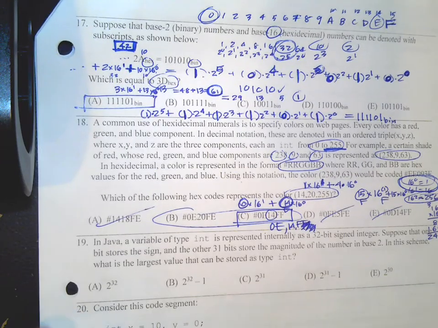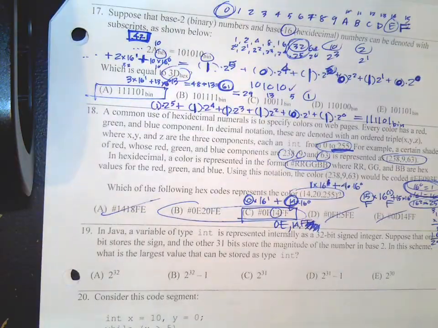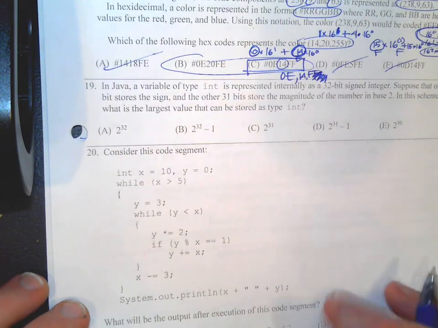Okay, AP Computer Science A. This is a continuation of the multiple choice Unit 1 packet. So let me do the last part of it.